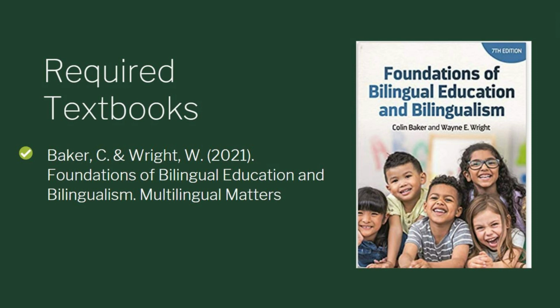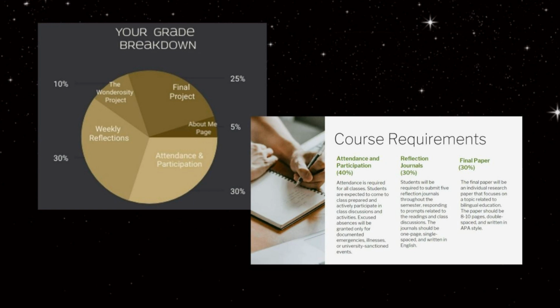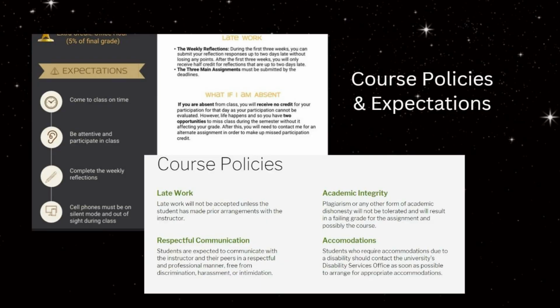The required materials section lists all the required textbooks, readings, and other materials that students will need to obtain for the course. The breakdown of grades may include information on assignments, exams, participation, and any other factor that contribute to the final grade. And finally, the course policies section outlines the course policies, including expectations for attendance, late work, academic honesty, and other relevant policies.